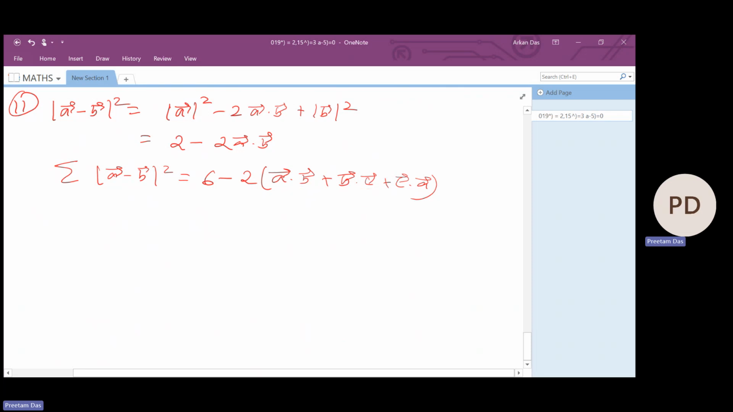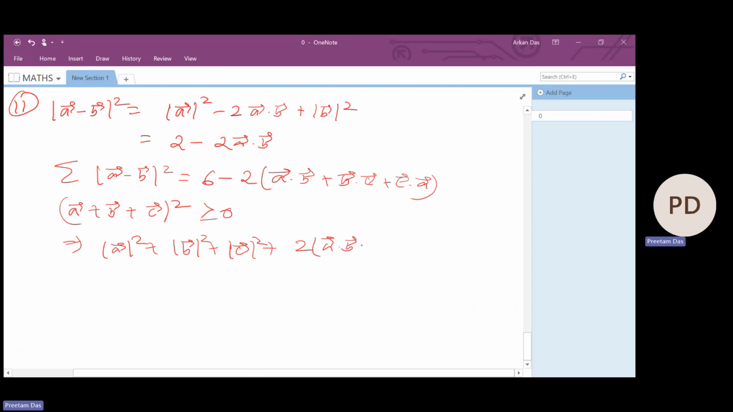How to find bounds of this? Again, we have to use this formula, A plus B plus C whole square. This will always be positive. So if you find the formula, then it will be A square plus B square plus C square plus 2 times A dot B, B dot C, C dot A greater than or equal to 0. So what will be this expression? A dot B, B dot C, C dot A. All of these three squares will become 1. So 3. So this expression will be greater than or equal to minus 3 over 2.